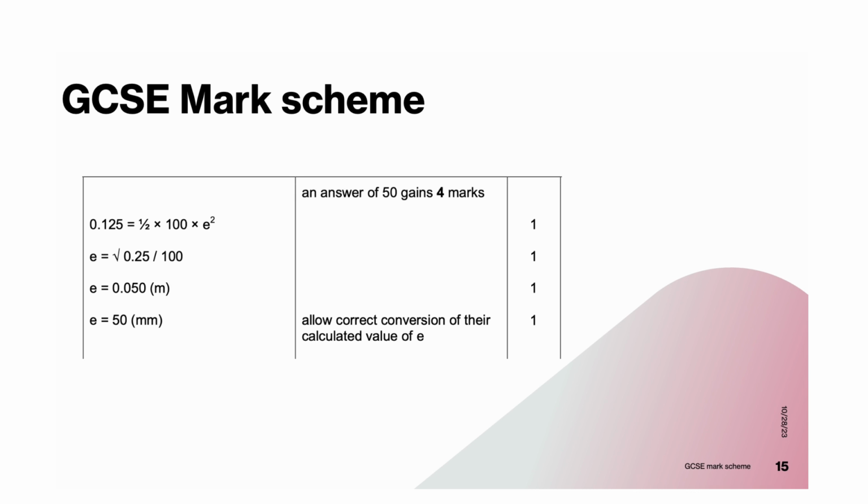Here's the GCSE mark scheme. Marks were given for correct substitution, rearranging, finding the value of e, and then making sure that the answer was given in millimetres. Remember, there are 1,000 millimetres in a metre.